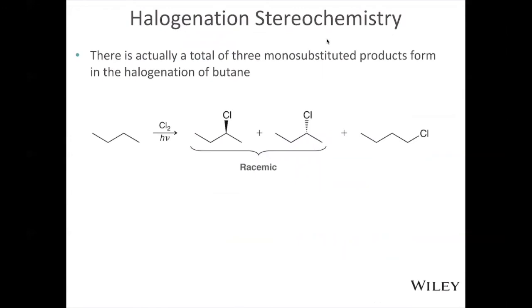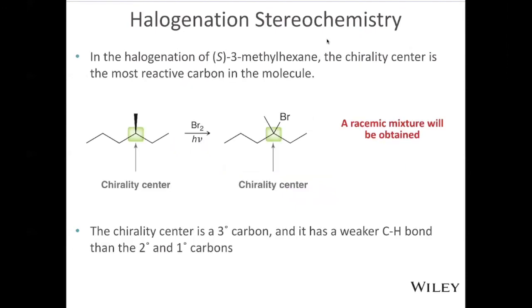So when we have butane and we do chlorination of butane in a radical mechanism, we get a racemic mixture of the two where we replace the secondary hydrogen, and then we get a third product where we replace one of the primary hydrogens. If we have halogenation of a compound that is already chiral, we will get a racemic mixture. And remember, with bromine, that tertiary carbon is going to be the one that reacts. That's going to be the one that creates the most stable radical, and that's going to be the weakest CH bond to break.